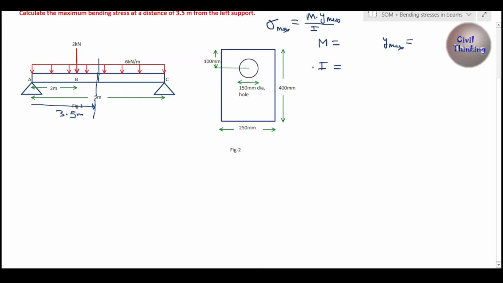Now let's first find the moment. To find the moment we have to first find the support reactions Ra and Rc. Let me draw the support reactions here.